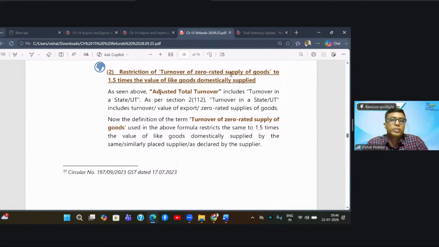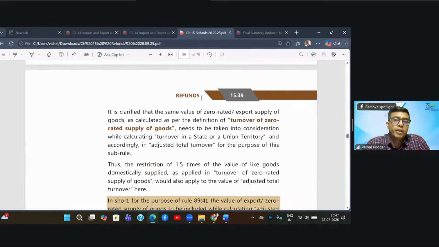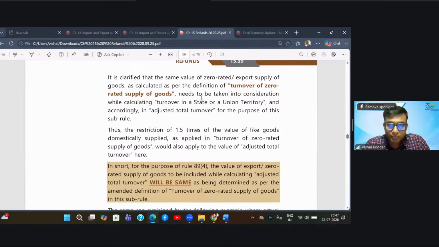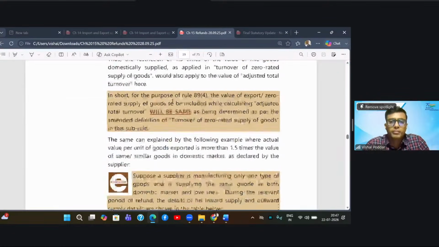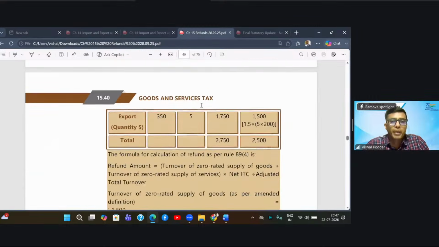Next, where the restriction of turnover of zero rated supply of 1.5 times is applicable, again, the denominator will be calculated in the same manner, taking that 1.5 times. So it is clarified that the same value of zero rated supply of goods as calculated as per the definition of zero rated supply of goods need to be taken into consideration when you are calculating the denominator. So in short, numerator, denominator will be calculated in the similar manner.